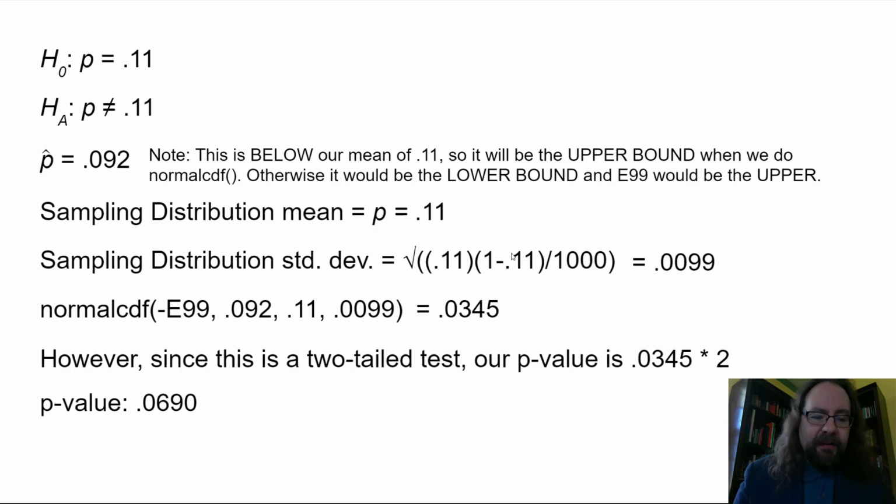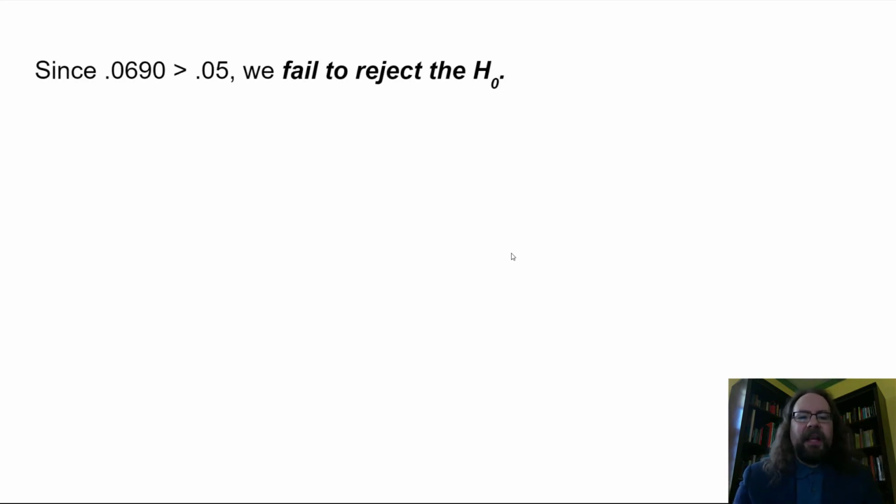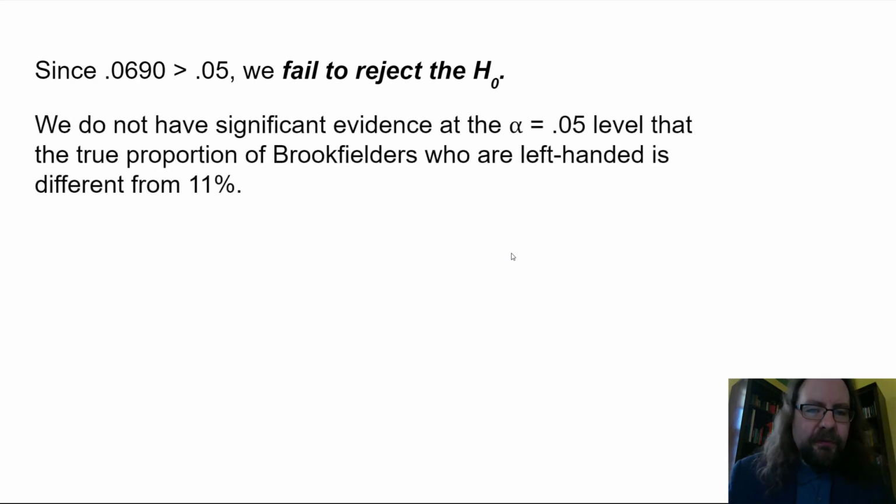Now we can compare it to our alpha. They wanted us to use 0.05, and 0.0690 is greater than 0.05, so we must fail to reject the null hypothesis. We do not have significant evidence at the alpha equals 0.05 level that the true proportion of Brookfielders who are left-handed is different from 11%. So notice, instead of greater or less than, I use the language of the problem and I say different from. That indicates again that we used a non-directional test, a two-tailed test.